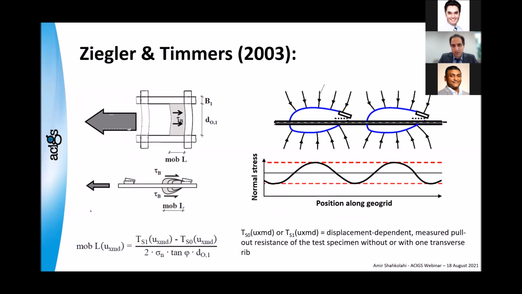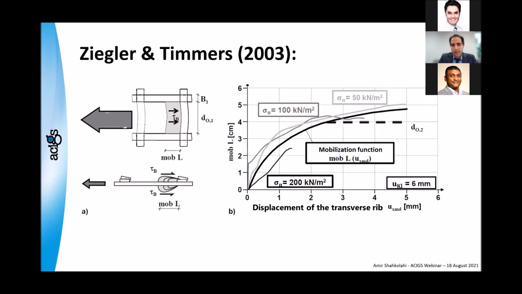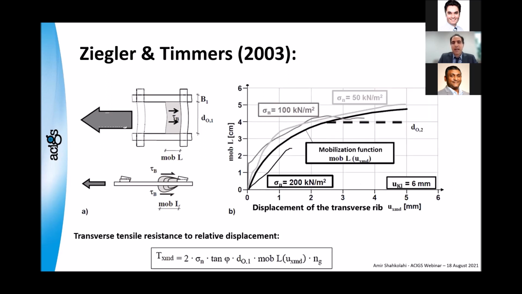calculate that mobilized length. And then you can see on the right-hand side, it shows the effective area. Of course, the distance between the cross ribs always affects that length, as you can see. And that curve shows the passive and active area in front of the ribs and in the back of the ribs. Now, based on that, they also suggested a graph for calculating the mobilized length. You saw the equation in the previous slide. And based on that, this is the suggested equation for tensile resistance.